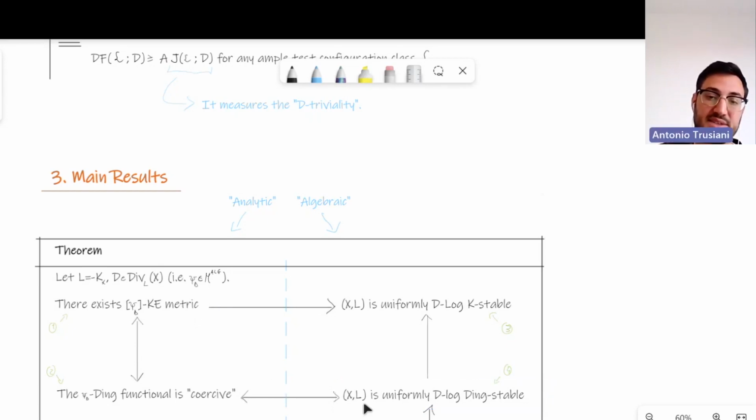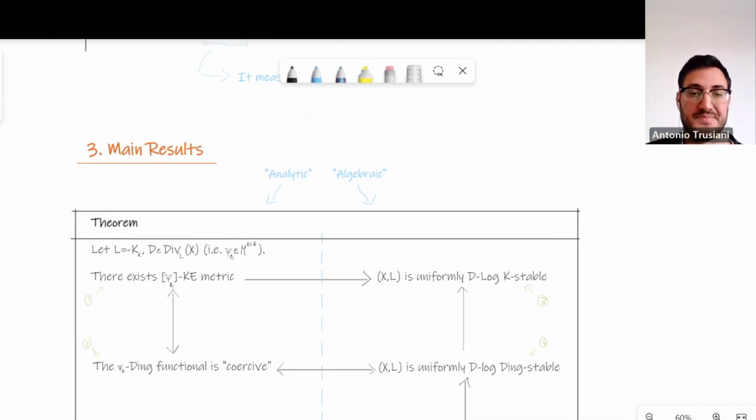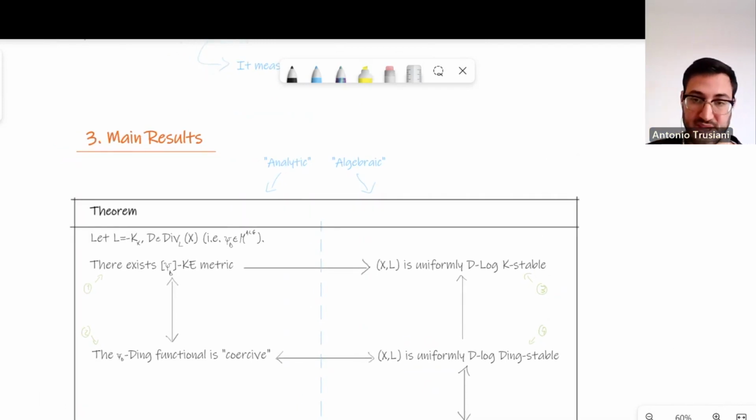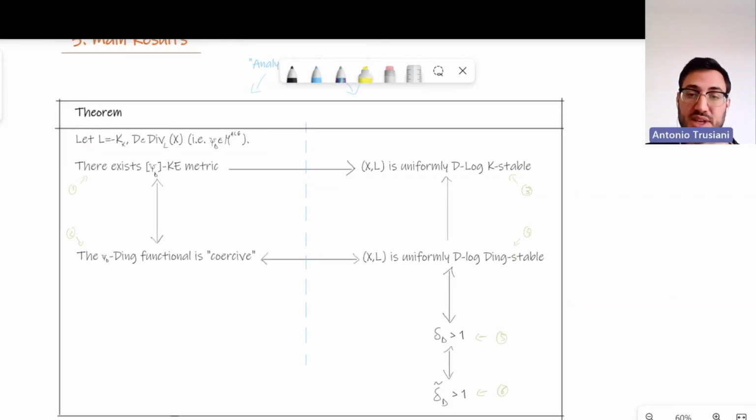And the point is that this uniform Ding stability implies the K-stability. Okay, and what about the valuative criterion? I proved that this Ding stability can be read in terms of two stability thresholds, two delta invariants, delta D and delta tilde D.